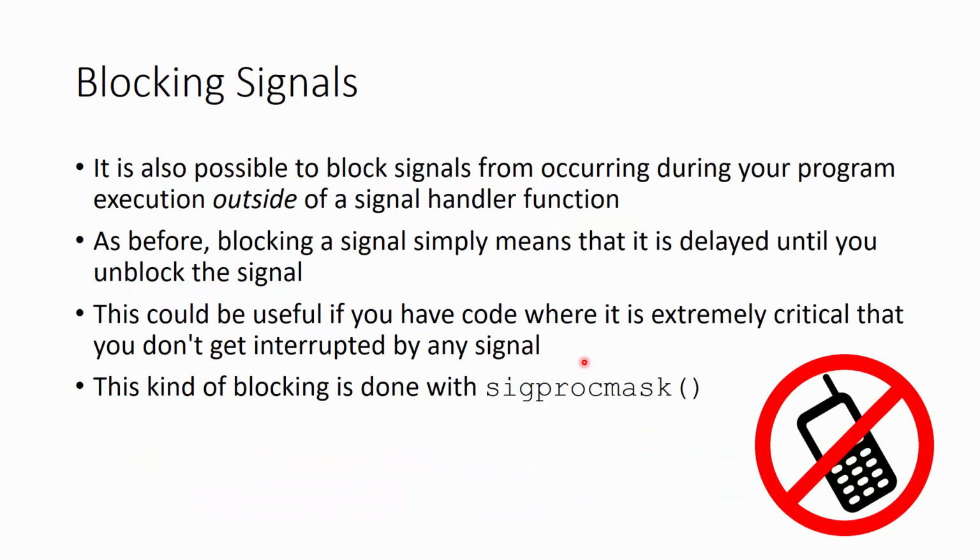Okay, we can also block signals. So not just in terms of during a signal handler, we can block them from execution at any time in our program. Being blocked just means that they're delayed until we unblock them, and then they're all delivered in a big mass. This could be important if we have some special block of code that we really don't want to get interrupted by a signal. And you would do this with the sigprocmask function. Not particularly common, I don't have any examples of it here, but just be aware that signal handler functions aren't the only place where you can mess around with signals. You can block them with sigprocmask.